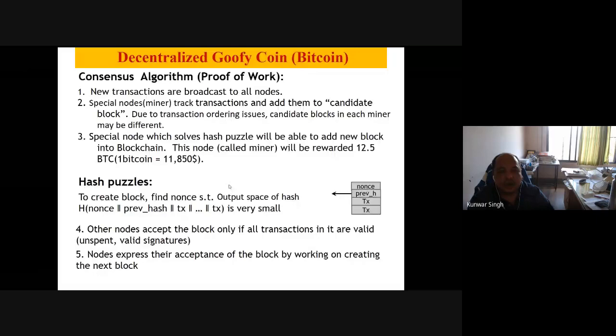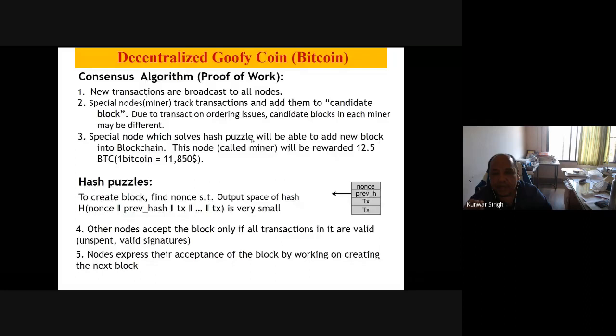All people will broadcast their transactions, and the transactions will be in the transaction pool. Then one special node, which is called a miner, who is tracking all the transactions, will take some transactions, four or whatever the number of transactions required in one block, and put them into the block to make a block.